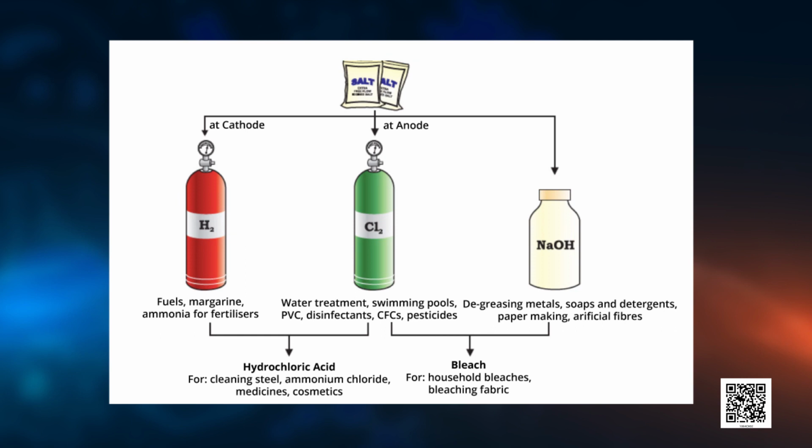Now, let us learn more about some specific products which can be produced from these three basic products from sodium chloride. The first product that we are going to study about is bleaching powder. As the name suggests, it is used for removal of color.